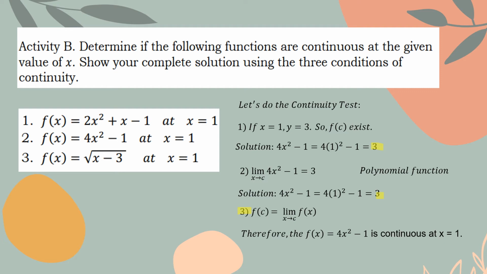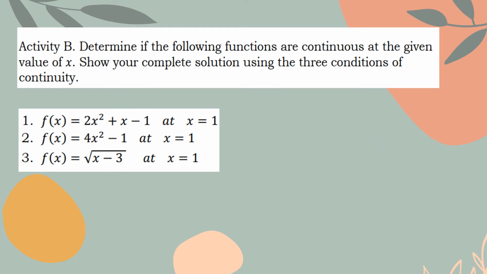And we have number 3. F of x equals square root of x minus 3 at x equals 1. Let's do the continuity test. Number 1: f of c. If x equals 1, then y equals square root of negative 2. So f of c does not exist because we cannot have a negative radicand, a negative number inside the radical sign. So bawal siya.